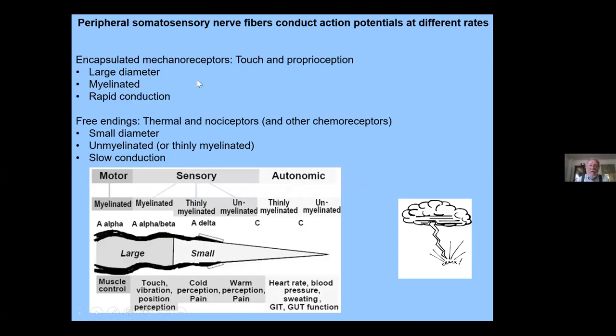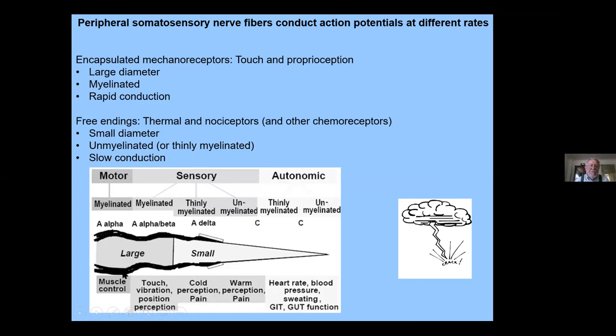The encapsulated mechanoreceptors are very often large diameter, myelinated, and have rapid conduction. And of course, a large majority of those enter medially and right into the dorsal column. Then we have the free endings: thermal receptors, nociceptors, and other chemoreceptors. They're small diameter. They can be unmyelinated C or thinly myelinated A delta. You can see them at the bottom: A alpha, A beta, A delta, and then C, which is unmyelinated, and they have slower conduction.